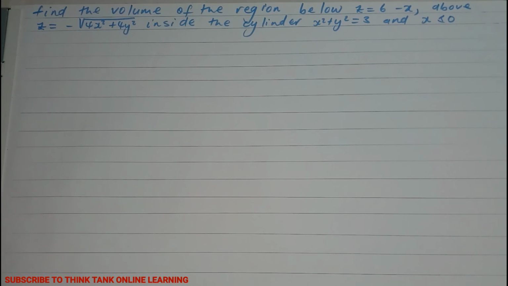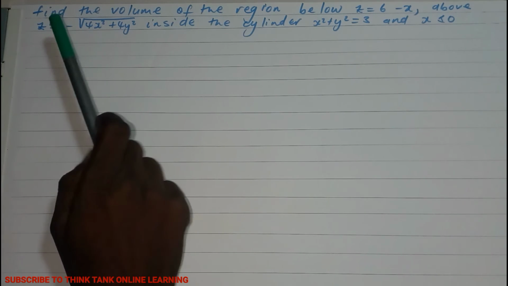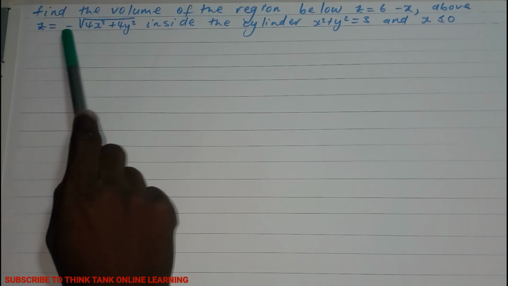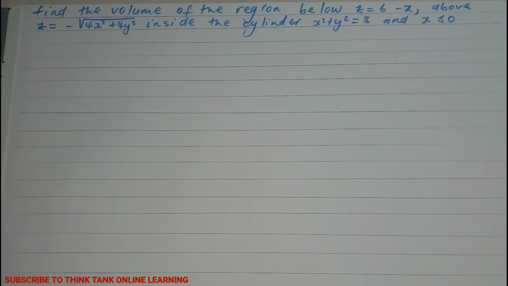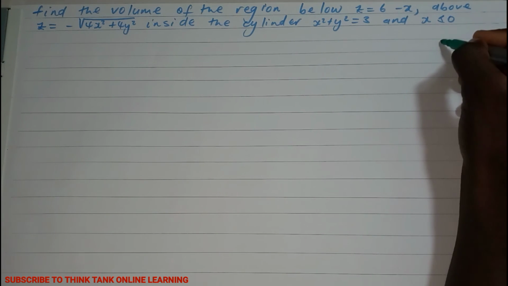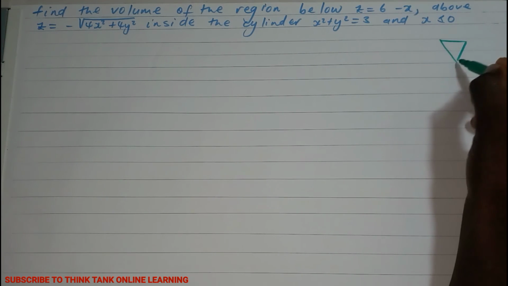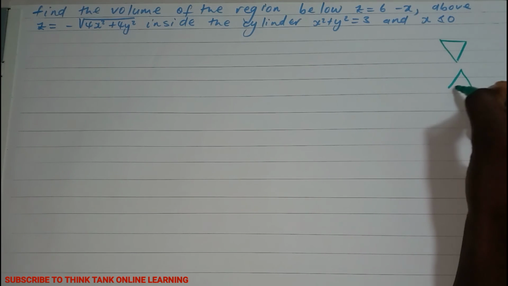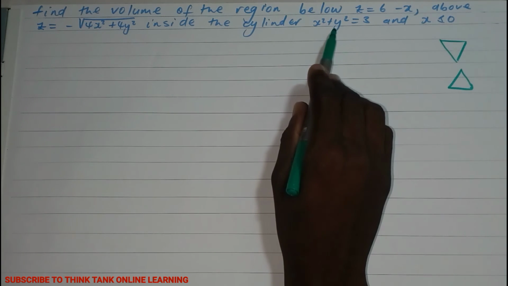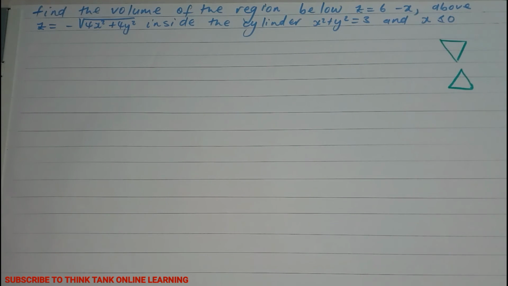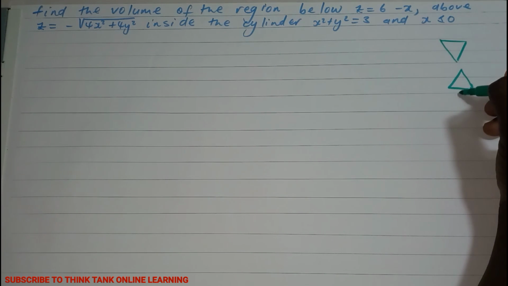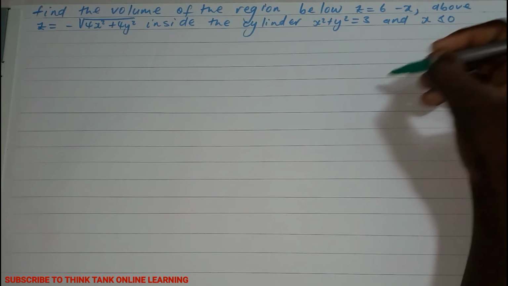Normally the equation of a cone would be given with a positive sign, but if we have a negative, that means our cone opens not in the upward direction but in the downward direction. So we have something like this, and it is inside a cylinder. I'm not going to draw it, but if you are going to draw, you have a cone on the bottom, a cylinder, and a plane.